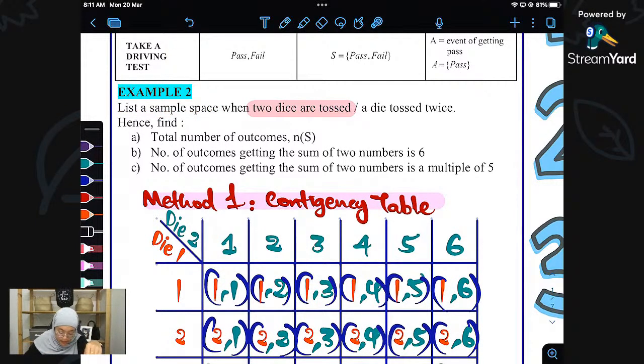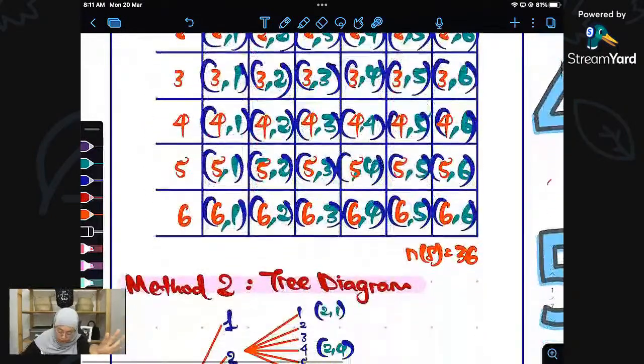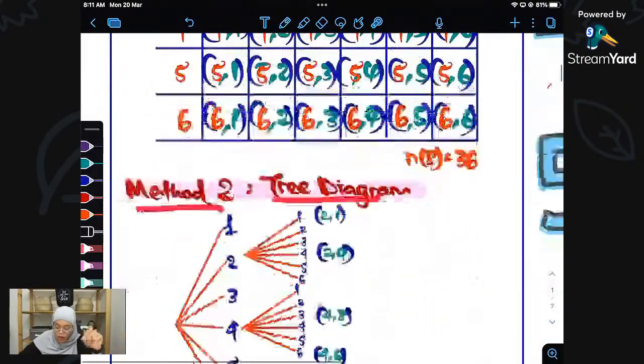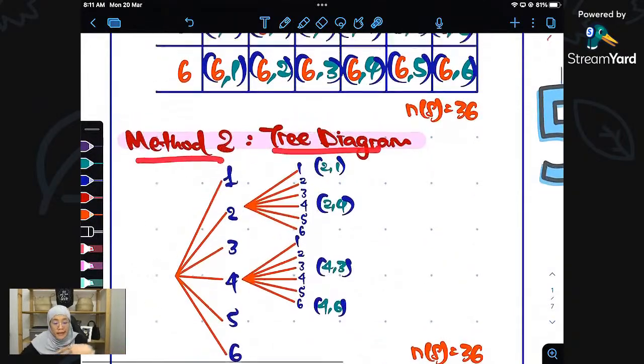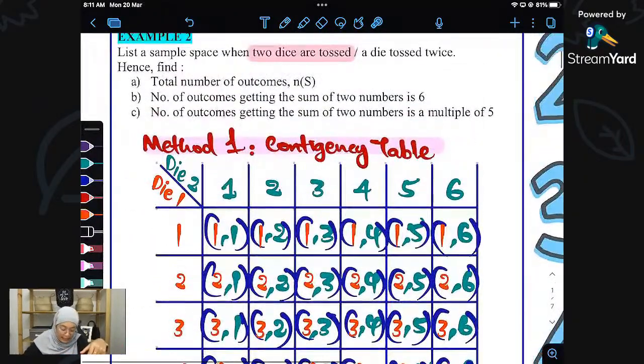Okay, so here is my method 1, table, contingency table. This is just a table, method 1. Method 2 is just by using a tree diagram. But tree diagram is quite space consuming. So I don't have a lot of space there, but let me show you how do I list my sample space of 2 dice being tossed.